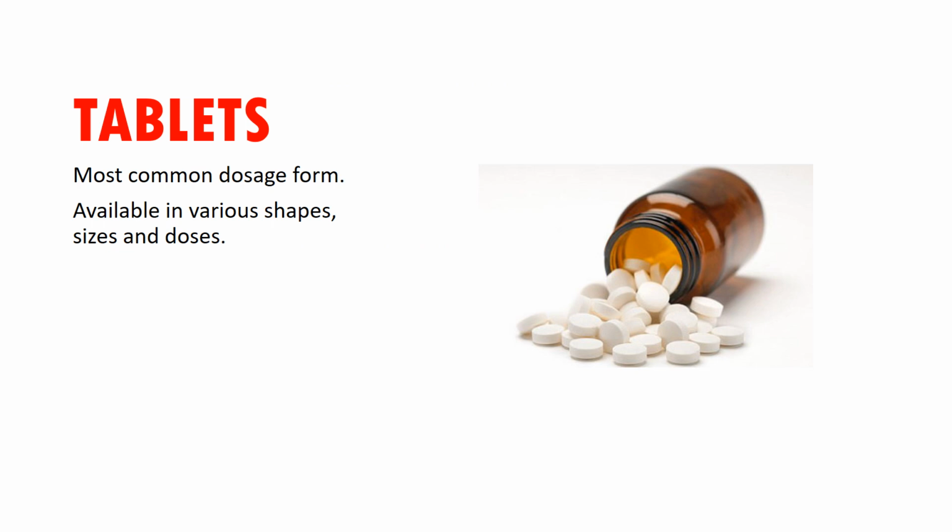Coming to the tablets. Tablets are the most common dosage form used by normal people. Whenever we get fever, we usually use a tablet, that is paracetamol. Now, this tablet can be available in various shapes, sizes, and doses. Have you ever seen different colored, different shaped capsules? The paracetamol under the brand name Dolo and the other branded paracetamols have different shapes, isn't it? One will be circular, the other one will be pill shaped.